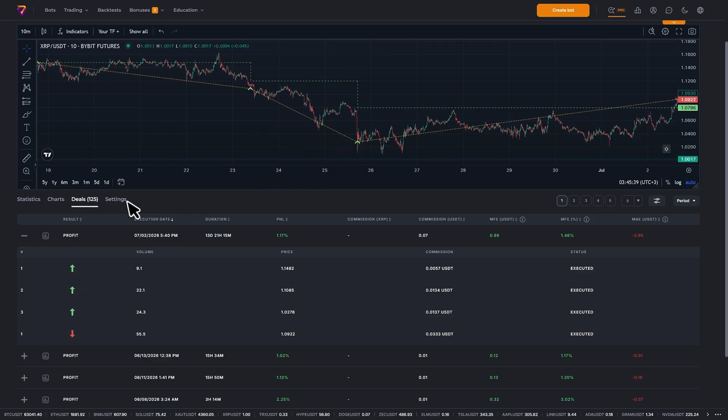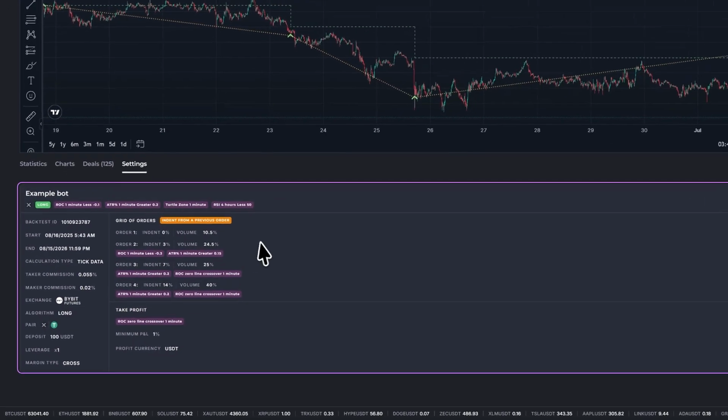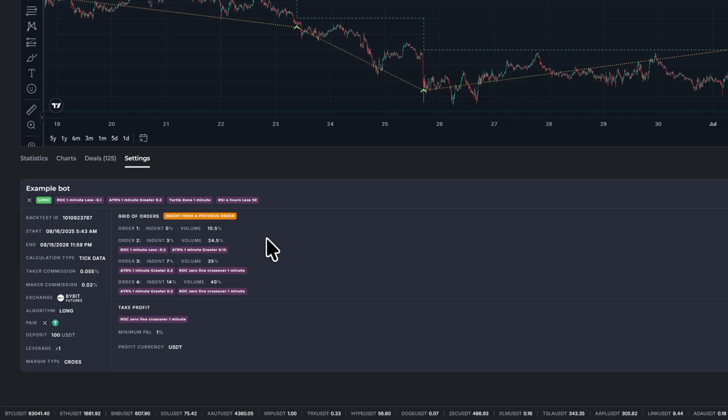Next up is the Settings tab. This logs the exact configuration used to run the test. It's your safety net for the future. It shows all parameters, exact test dates, calculation type, taker and maker fee settings, exchange, algorithm, trading pair, and deposit. The entire order grid is broken down in detail, along with your take profit settings and indicator filters.